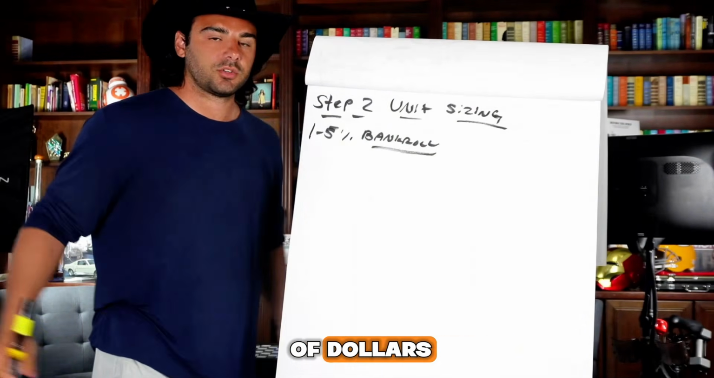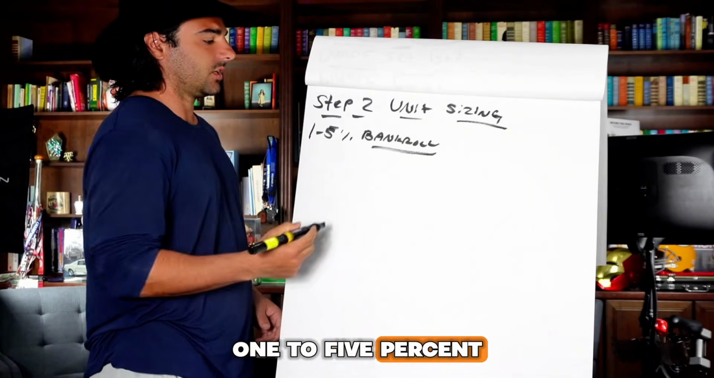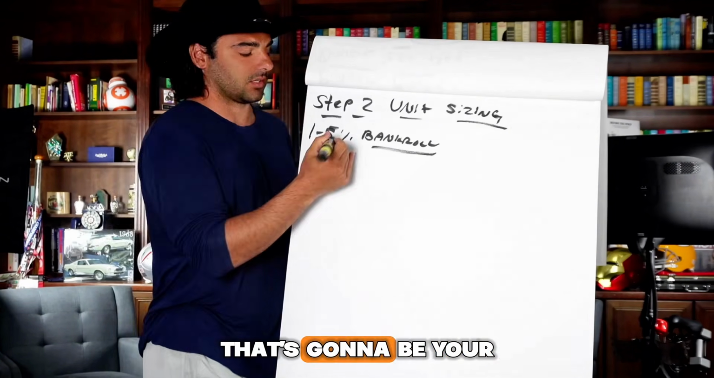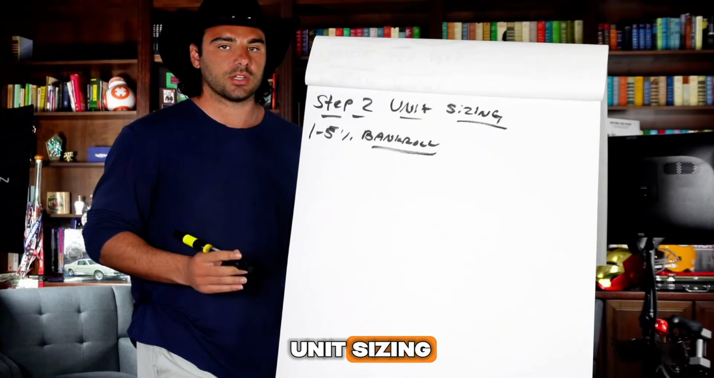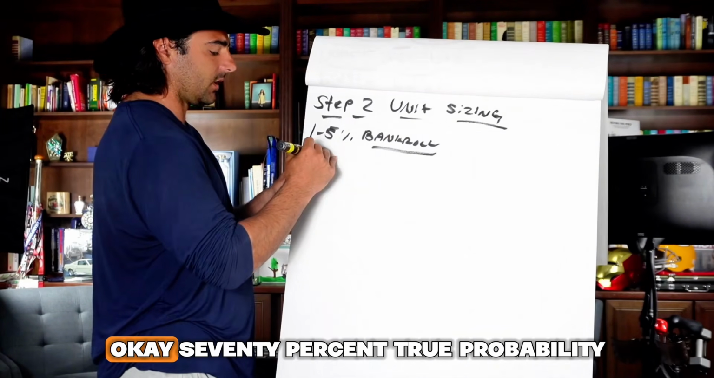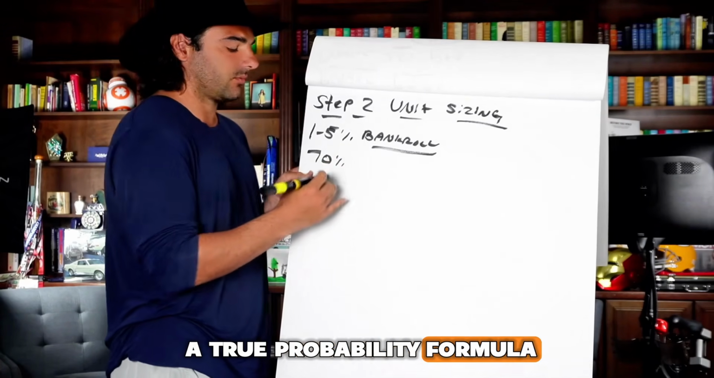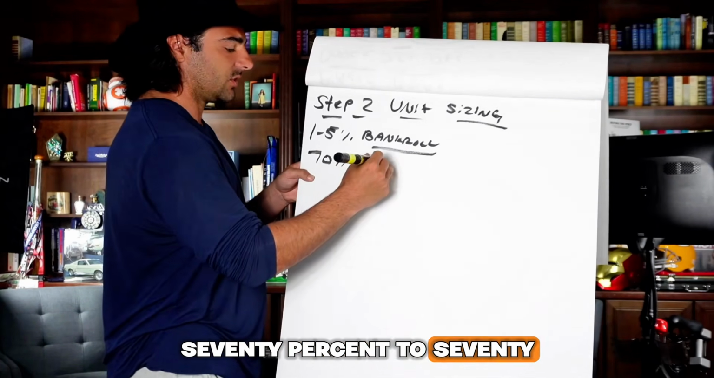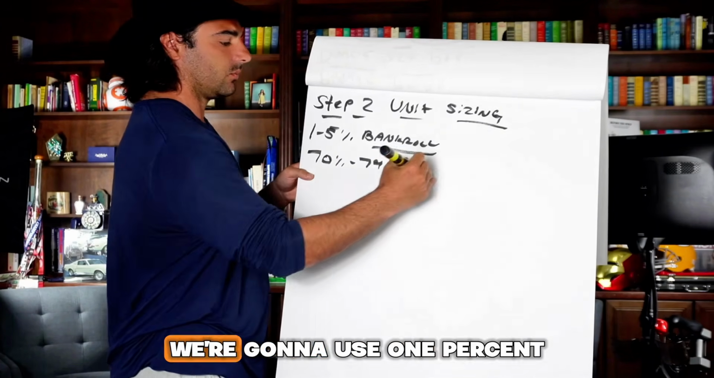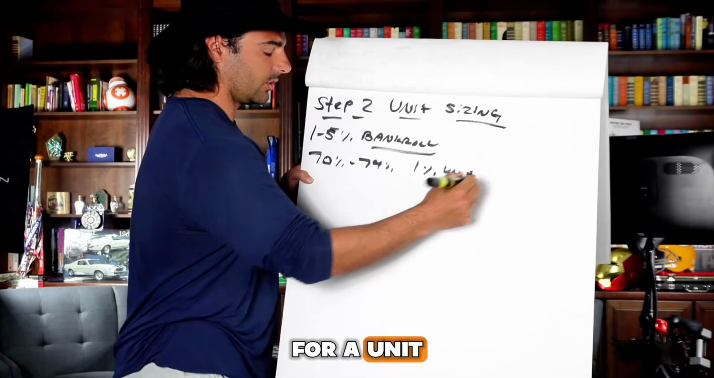You don't need millions of dollars. You don't need 100,000. You don't need 50. Doesn't matter, okay? 1 to 5% of what your bankroll is, that's going to be your unit size. And what you're going to do here is use this formula, okay? 70% true probability. This is going to be a true probability formula. 70% to 79%, we're going to use 1% for a unit.